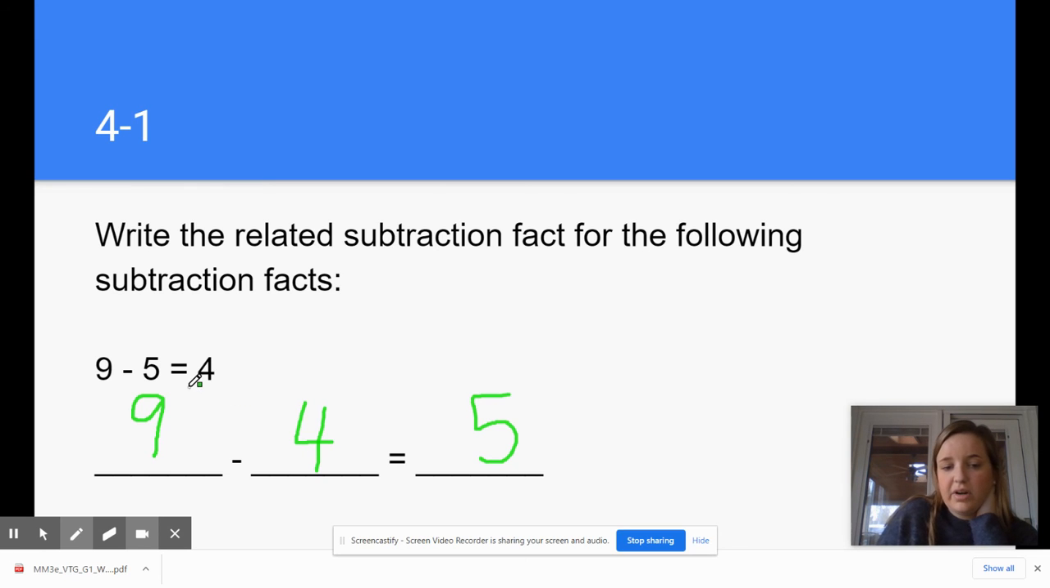So we're going to continue to work on this. And then soon we're going to put our addition and our subtraction flip-flops together and make fact families.